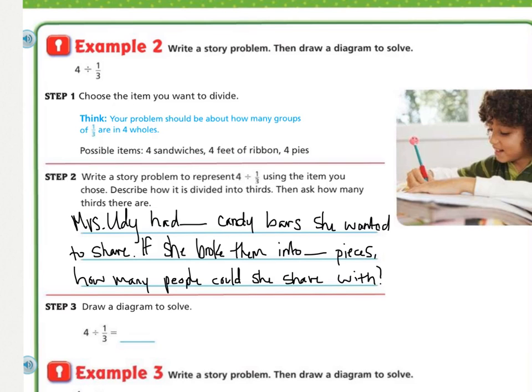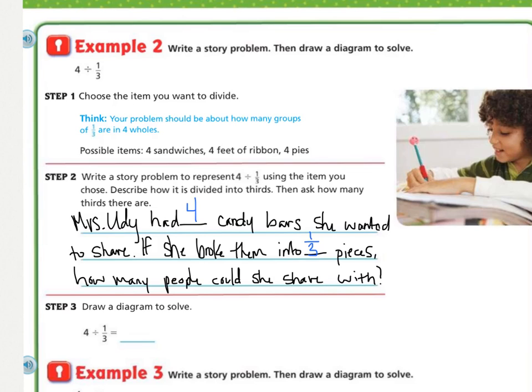Here is my personal story problem, and if yours is worded differently, that is definitely okay. Mine says, Mrs. Udy had blank candy bars she wanted to share. If she broke them into blank pieces, how many people could she share with? Okay, so let's just finish actually filling this in. How many candy bars do I need to start with? I need to start with 4. And then what size pieces do I need them to break into? Well, to match our division equation, we need them broken into 1/3 size pieces.